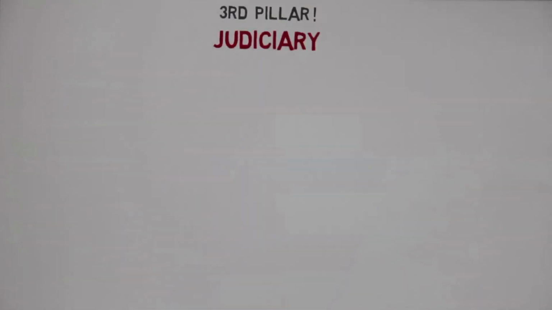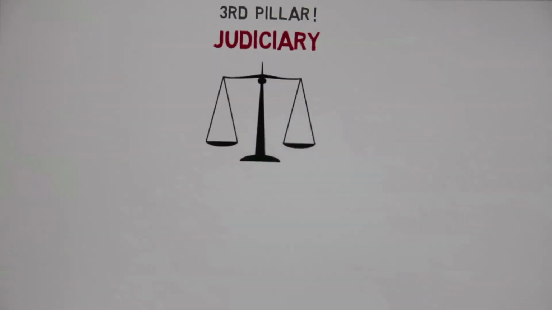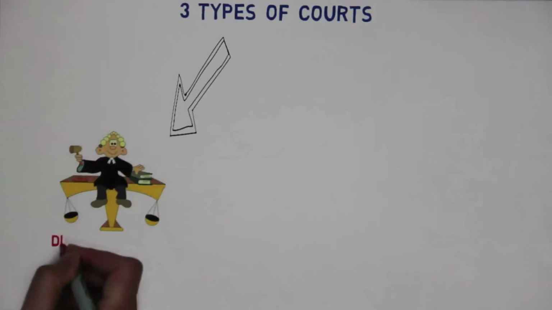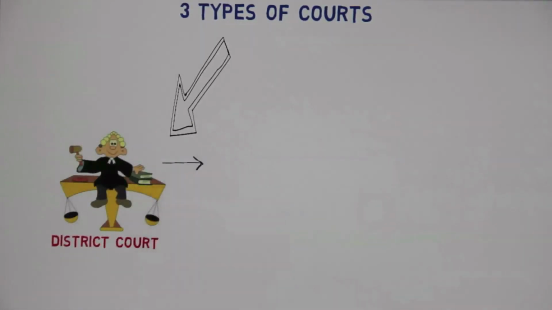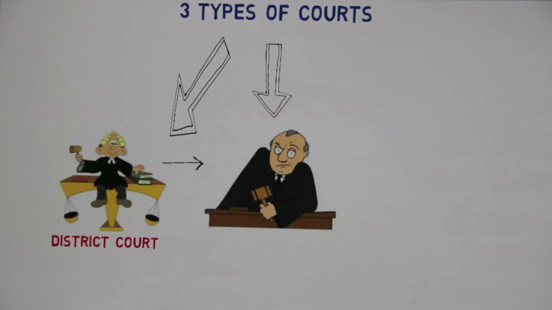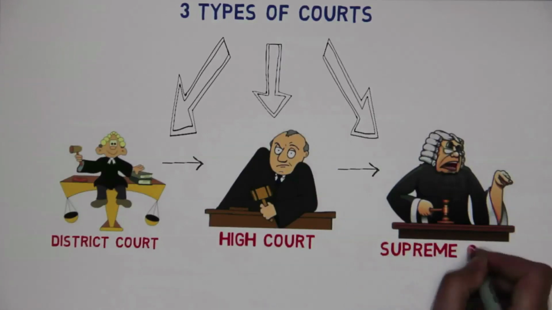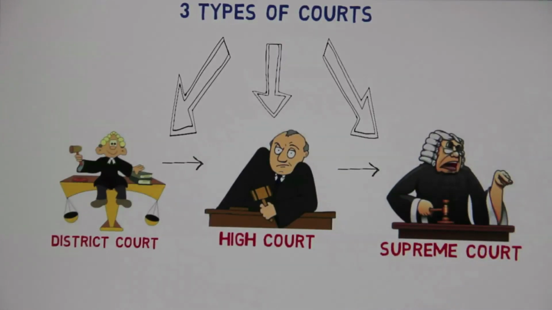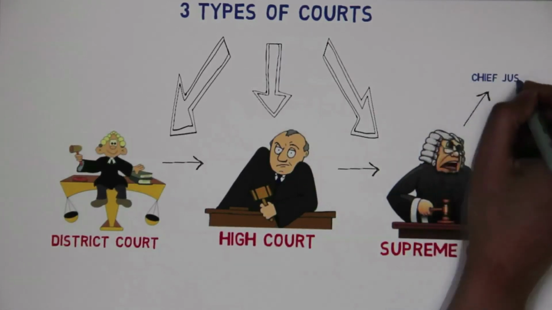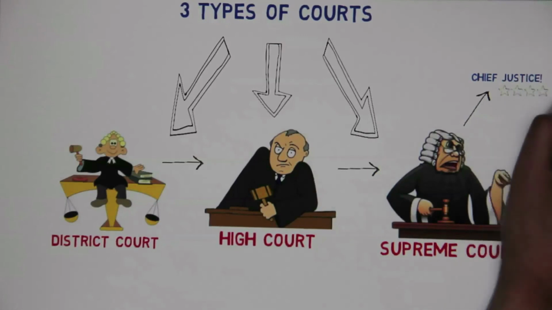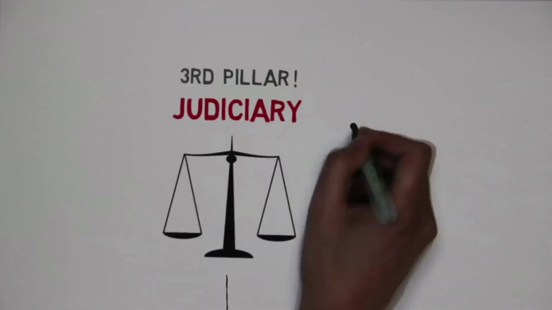Now moving on to the third pillar, judiciary. It makes sure that all rules, guidelines, and laws of the Constitution are properly followed. And for this, of the many courts, the three main types are: first, the district court, which is the lower authority. Second, the high court, which is the higher authority. And third, the Supreme Court, which is the highest authority. And the judge of the Supreme Court is called the Chief Justice. And that concludes our third pillar.